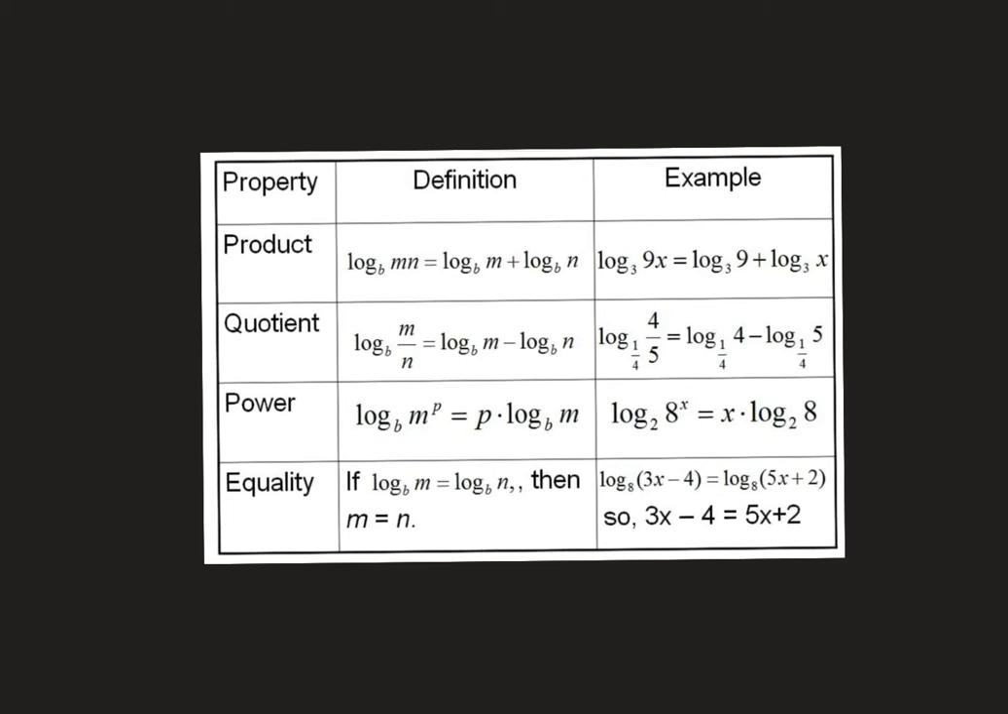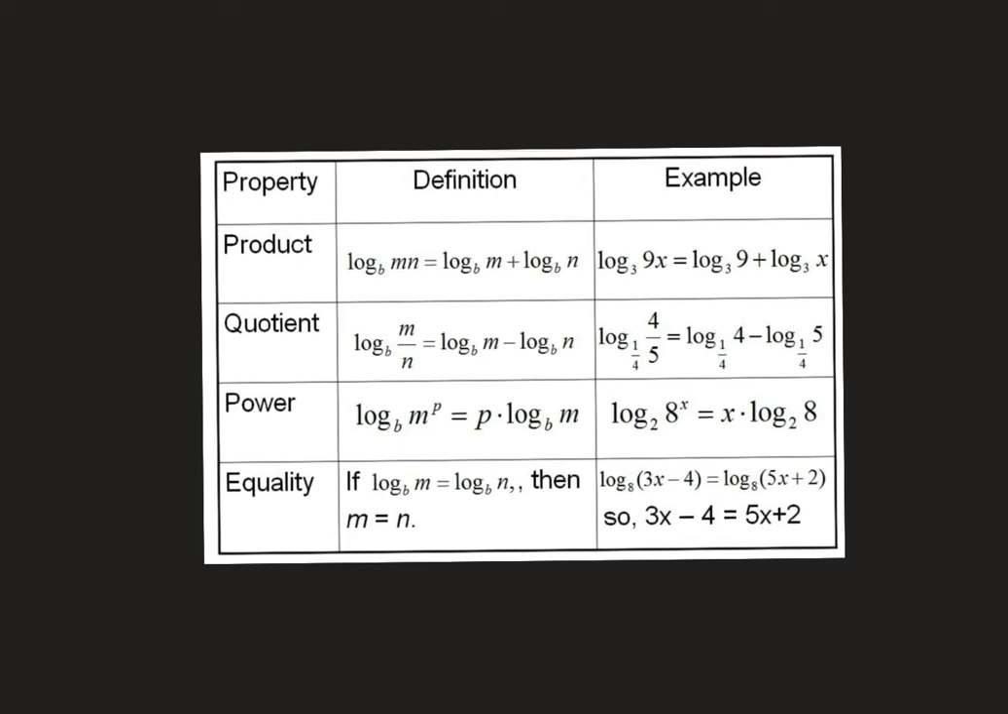It makes sense that for the quotient property, it's the opposite, right? So we have log base b of m over n. We're going to now keep the same base, but subtract the two logarithms. For the power property, if you have your number raised to a power, we can bring that to the front of the logarithm and multiply it.